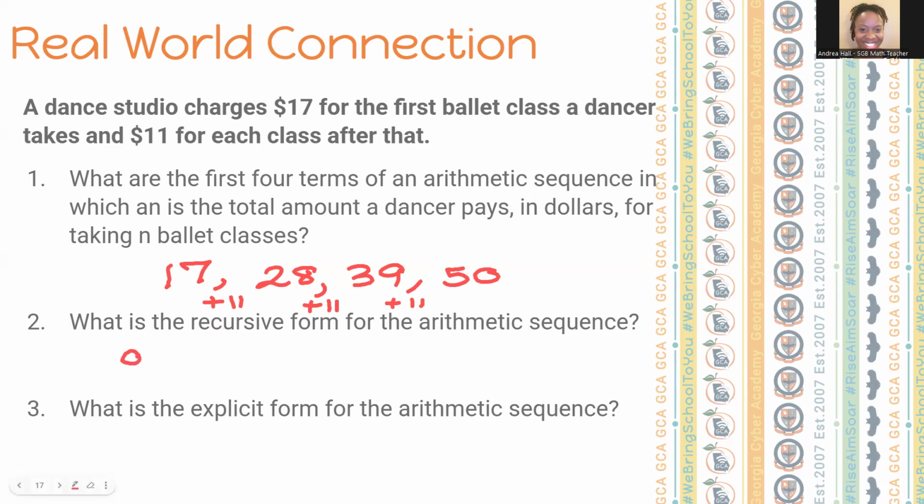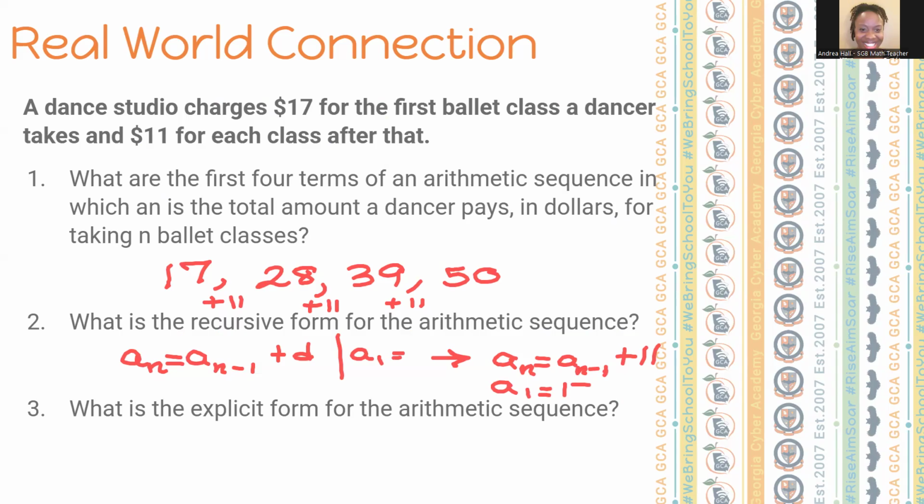Remember the recursive form is a sub n equals a sub n minus 1 plus d. And then you have to say what a sub 1 is, right? So based on this, a sub n equals a sub n minus 1, and then it's $11 after that, so that's our common difference. So we would say plus 11. And our a sub 1 is going to be 17.